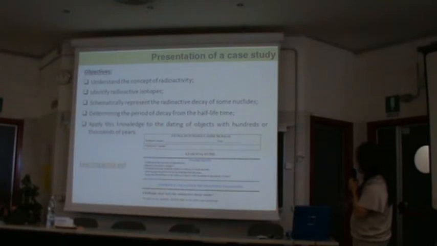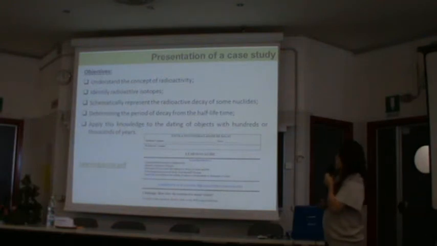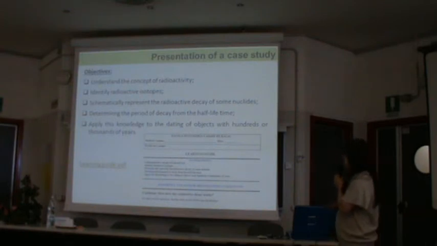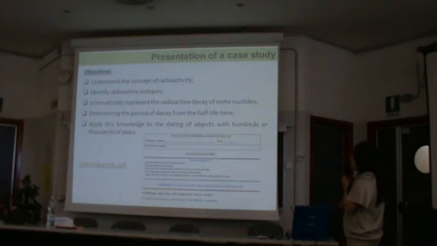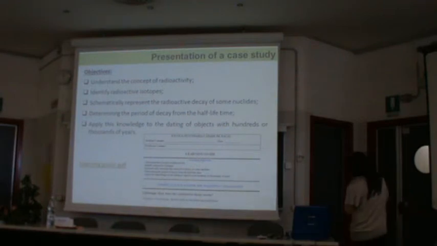So here I would like to give some insights of the guide. The first part of the guide is to define the objectives. In this case, the objectives were to understand the concept of radioactivity, identify radioactive isotopes, schematically represent the radioactive decay of some nuclides, determine the period of decay from the half-life time, and apply this knowledge to the dating of objects with hundreds and thousands of years.